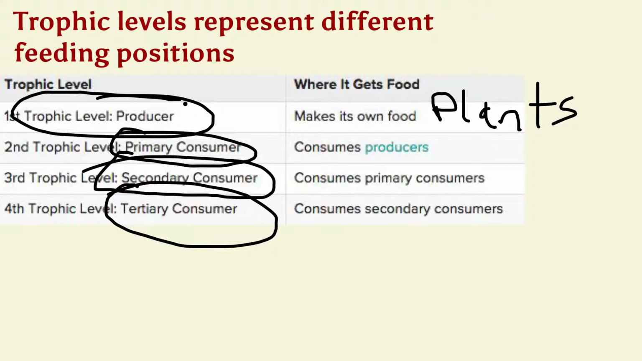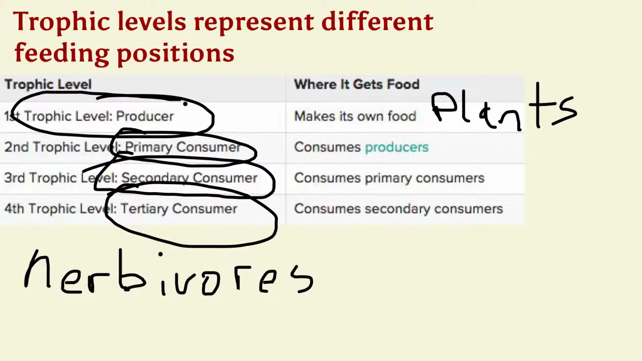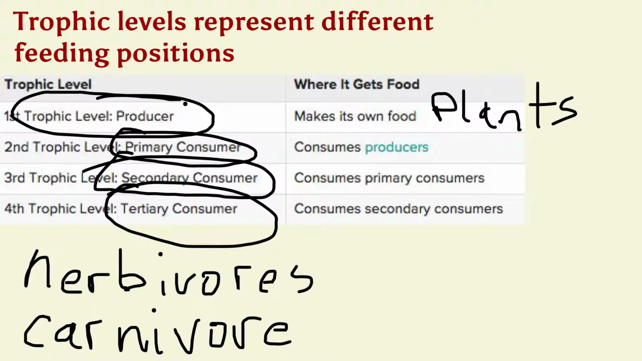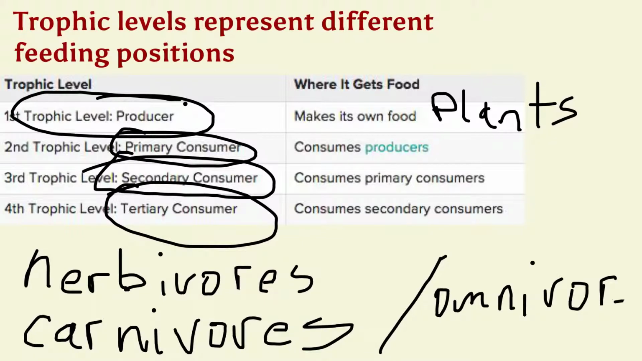So the second trophic level is going to be a consumer that consumes the producers. The third trophic level, what's called the secondary consumer, consumes the primary consumers. And by the way, the ones that are consuming producers would be our herbivores, or it could be an omnivore. When we have our secondary consumer and our tertiary consumer, the last level there, those are going to be our carnivores. They could also be insectivores, or again, could also be omnivores.